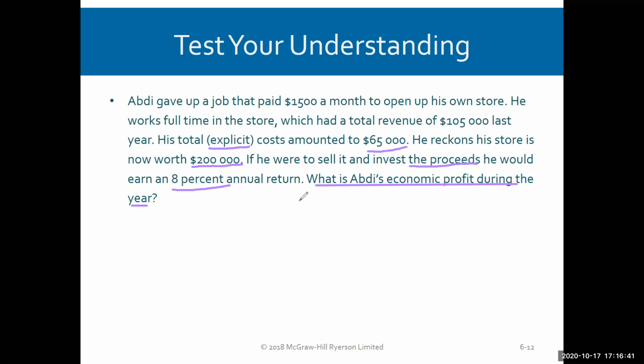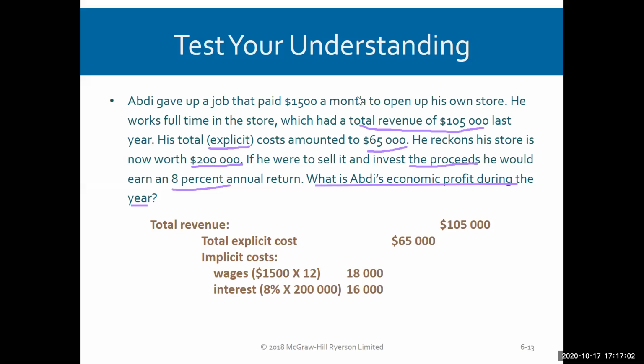First of all, what is the total revenue? They give it to us right there. Total revenue is 105,000. Okay, what's my total explicit costs? 65,000. So I know my accounting profit would be 105,000 minus 65,000. So that's relatively straightforward. So let's take a look at that. There's our 105,000 of total revenue that he earns in a year at the store. And there's the total explicit costs. Okay. So I could subtract those and get accounting profit.